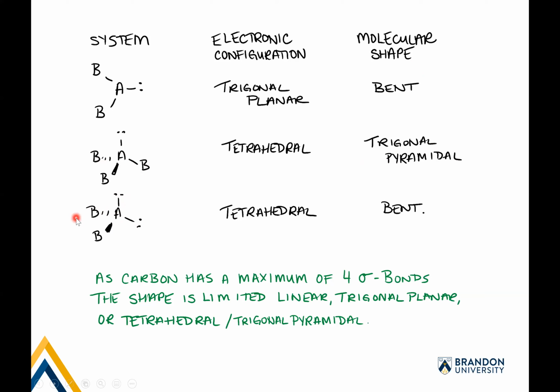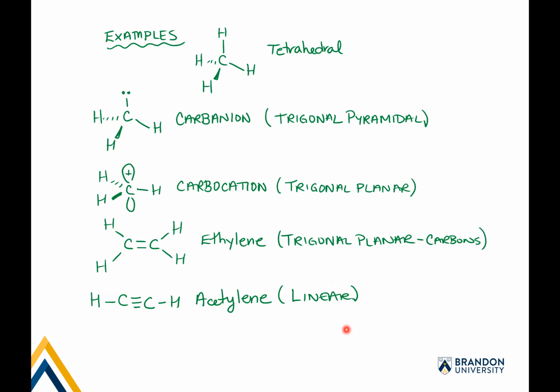Now, carbon itself can have a maximum of 4 bonds, so the shape is pretty limited. It can be linear, it can be trigonal planar, or tetrahedral. And I thought of an example where it was trigonal pyramidal here. We'll do that right next. So methane: molecular shape is tetrahedral. Electronic configuration is tetrahedral.